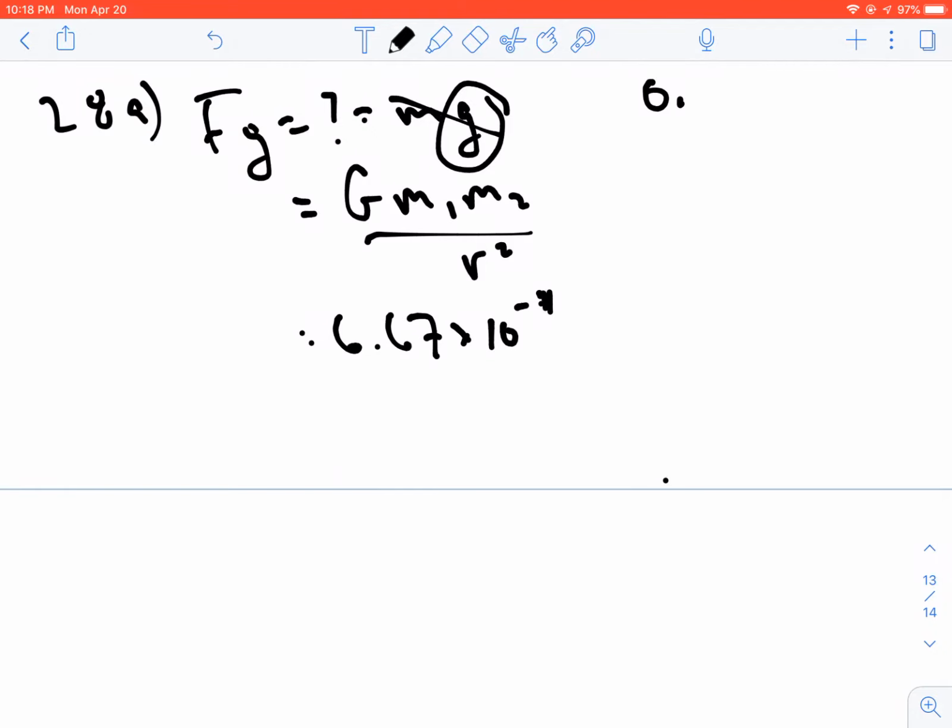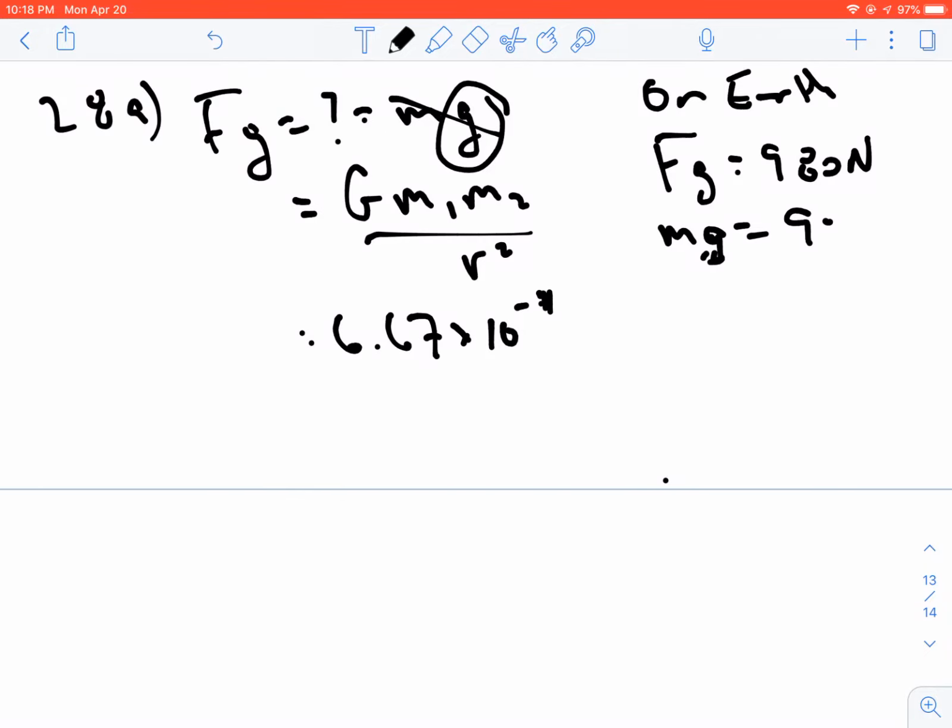So on Earth, their weight is 980 newtons. That's given in the question. Oh, but their weight on Earth is mg, where g is 9.8. So m is 980 over 9.8. Oh, look at that. Person has a mass of 100 kilograms.